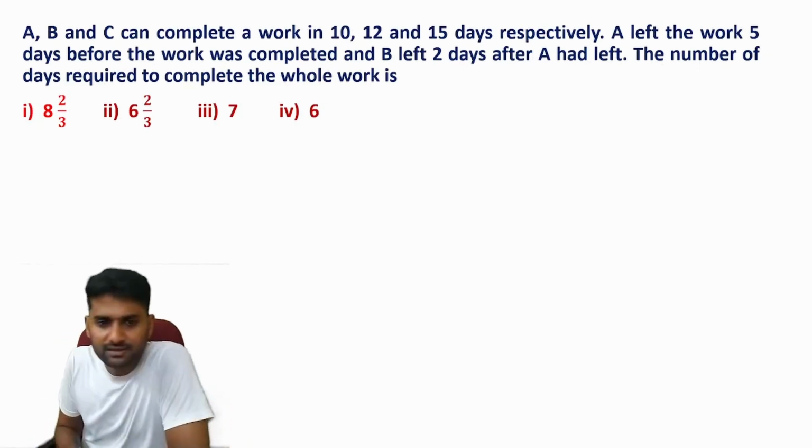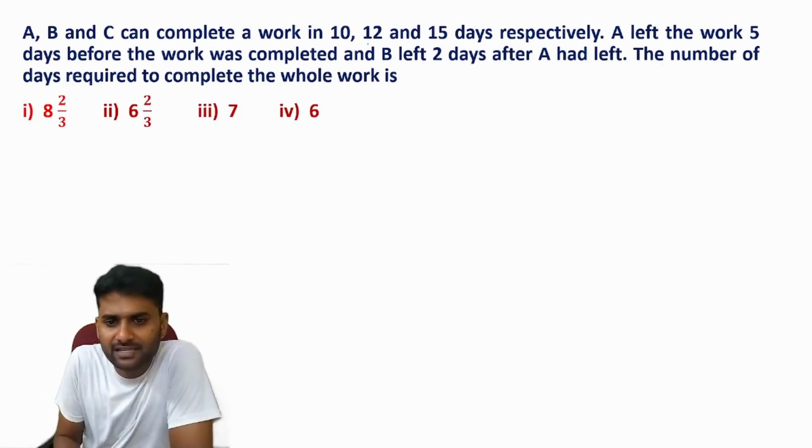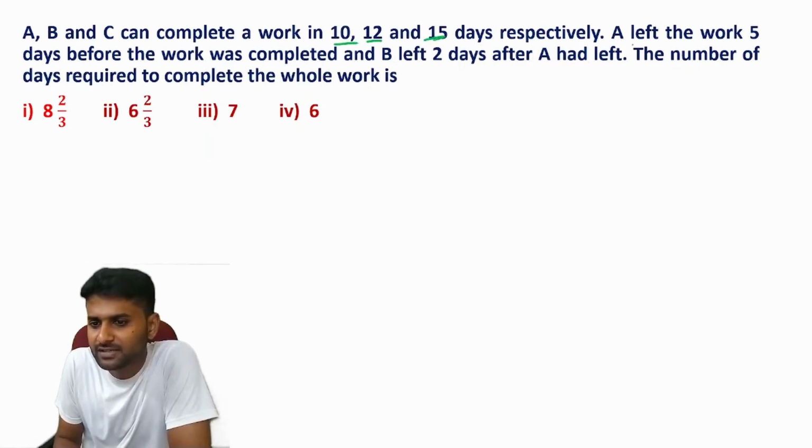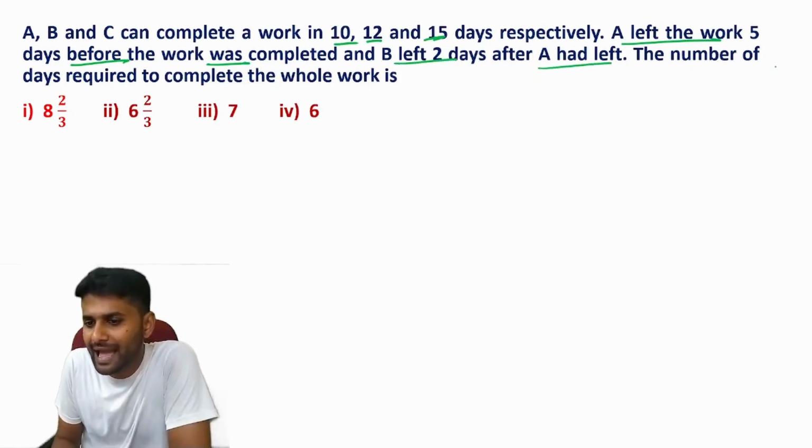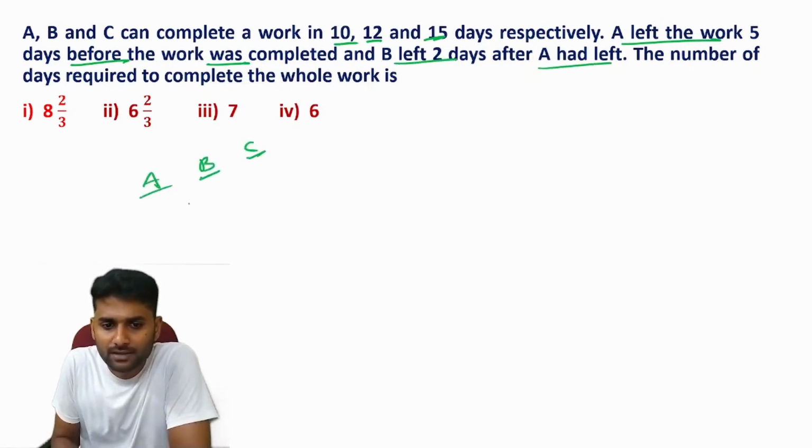So this is the last question. Just go through this information, guys. A, B, C can complete the work in 10, 12, 15 days. A left the work 5 days before the work was completed. B left 2 days after A had left. Find the number of days required to complete the whole work. See, A takes 10 days, B takes 12 days, C takes 15 days.